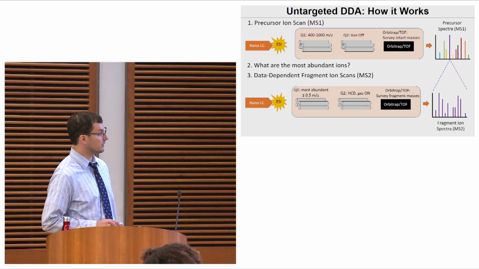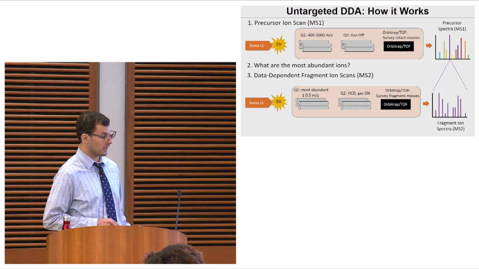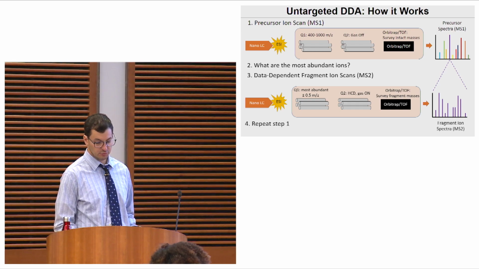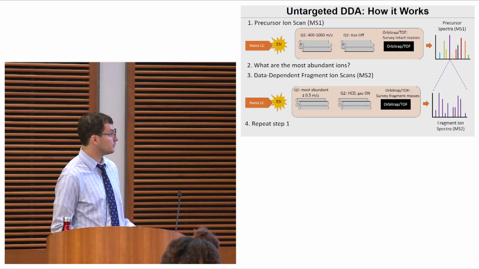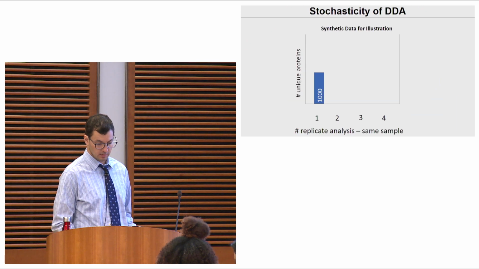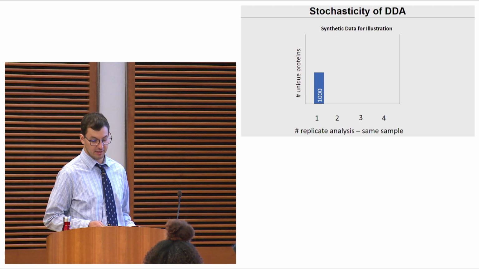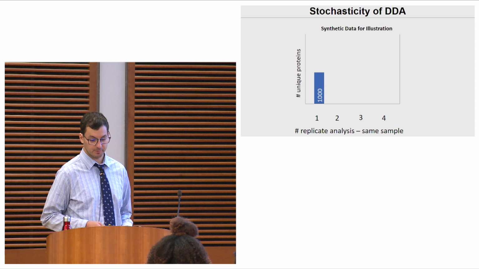The Q1 selected precursor goes to Q2, where it's fragmented, and then we detect the fragments in the final mass spec stage to produce our fragment ion spectra. And this is repeated for all the top n ions before we go back to step one and repeat the cycle. And that means that the identification process by DDA is stochastic. And this is one potential weakness of DDA.